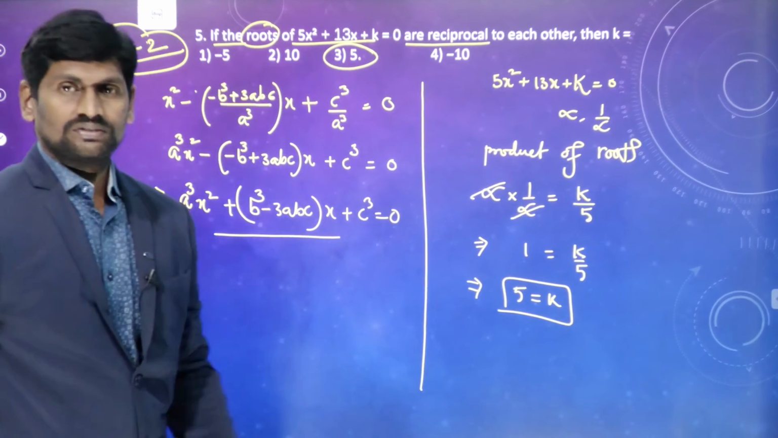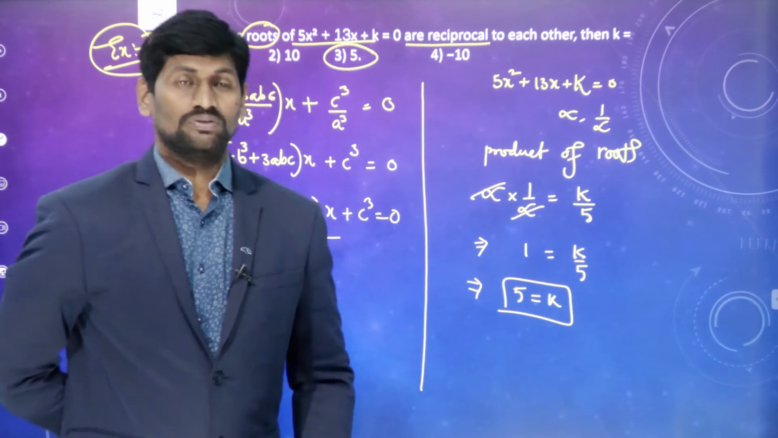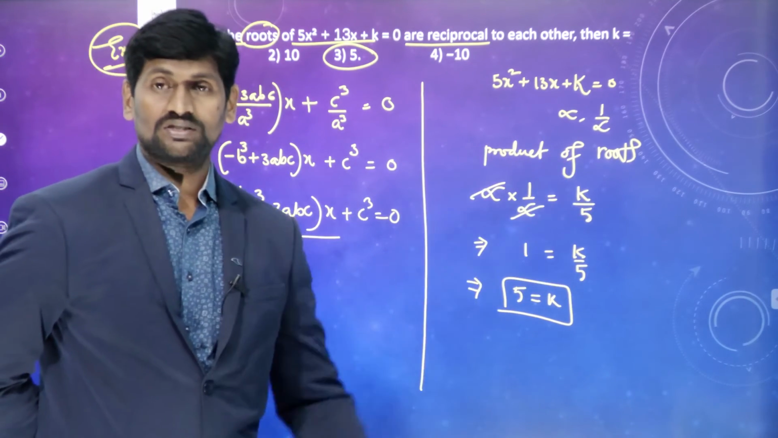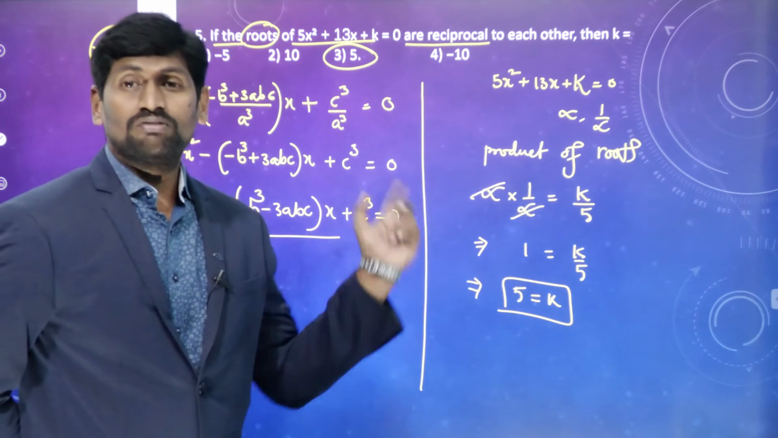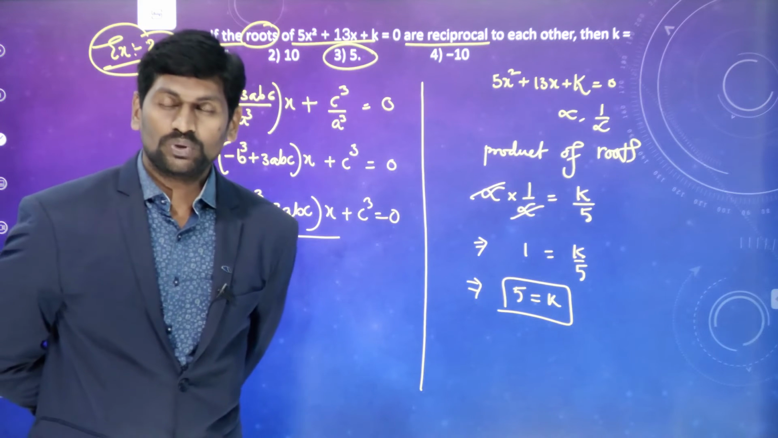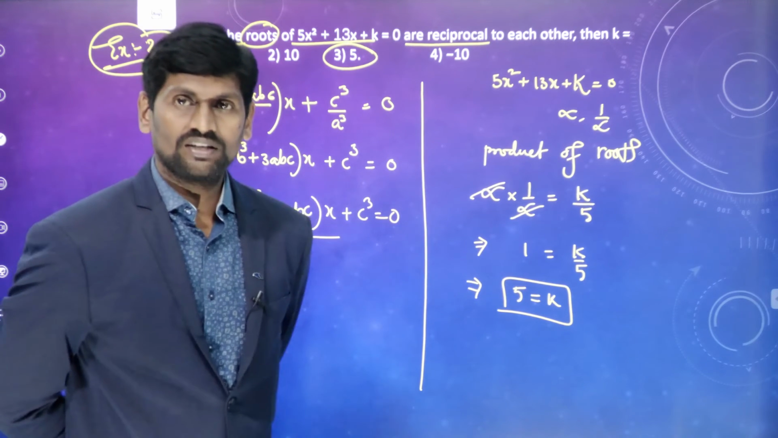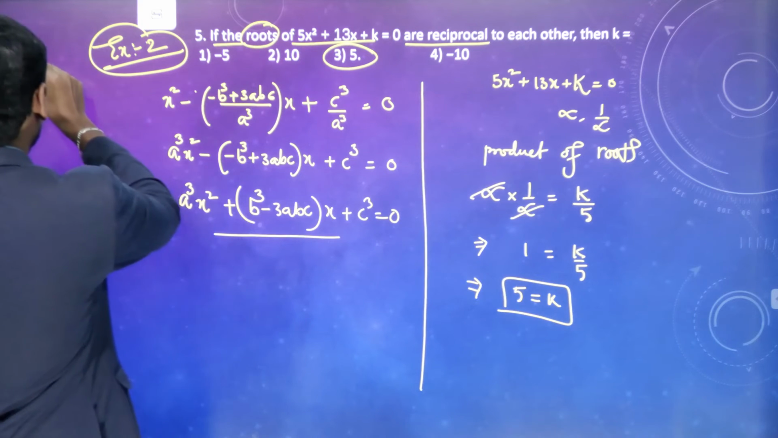Very easy concept. Because both are given as reciprocals, one is alpha, we can take another one as 1 by alpha, because both are reciprocals to each other, or multiplicative inverse of each other. Okay? Let me go to the next problem.